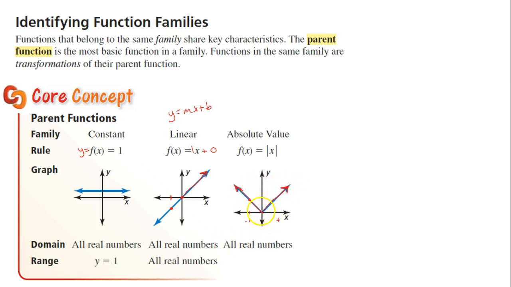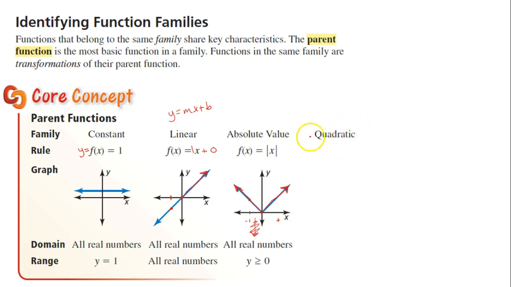The domain, we go all the way to the left and all the way to the right, so that's all real numbers. But the range, there's no graph down here. There's no graph below the x-axis. So our range is only those y values that start here and go up forever. So that's y greater than or equal to 0.